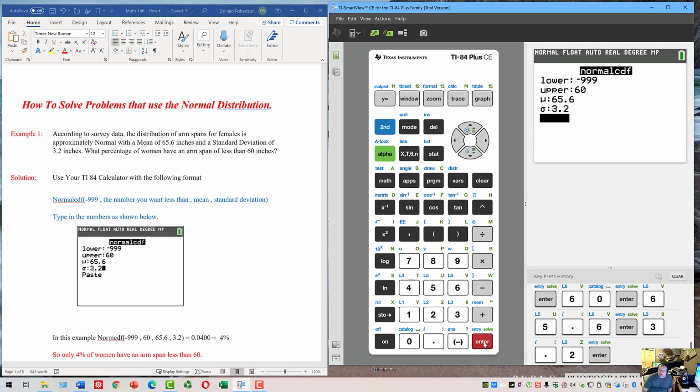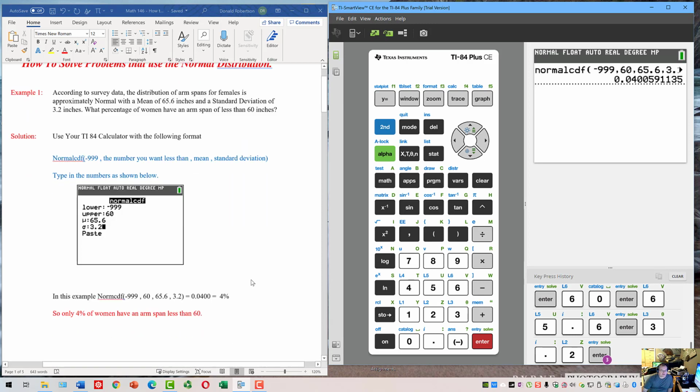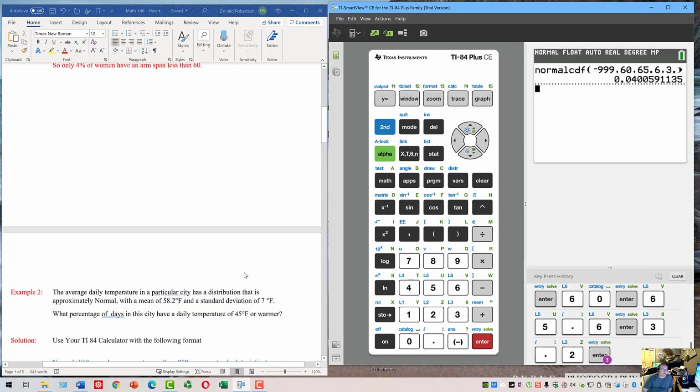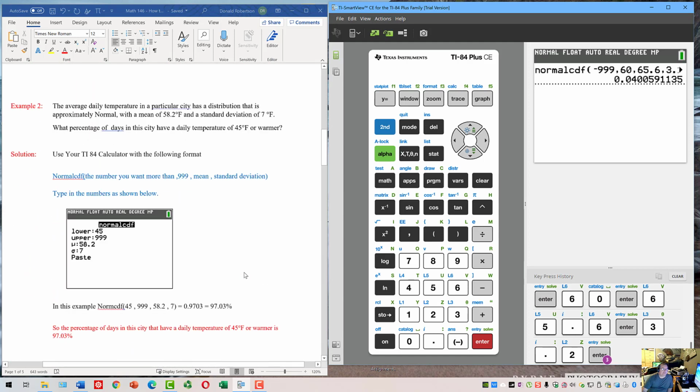So all I do is hit enter one more time and a third time, and the value that comes out as a decimal is this guy. If you round it off, you get 4%. So you have now found out that, surprisingly enough, only 4% of all women have an arm span of 60 inches or less. Now let's move on to our second example.